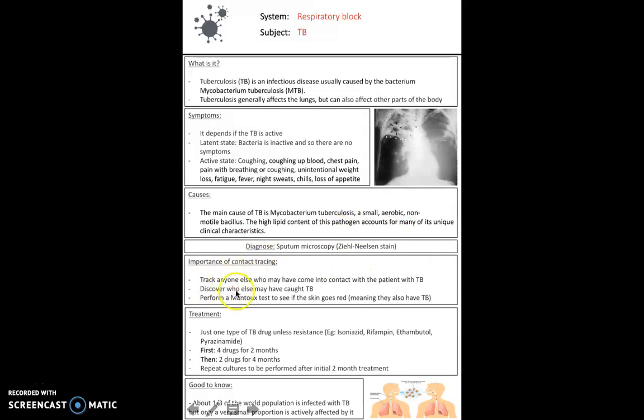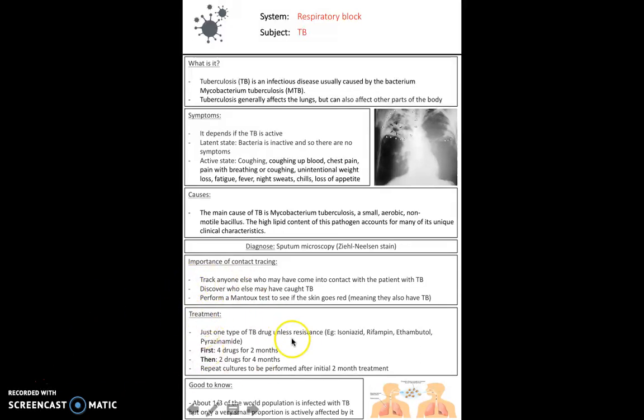It's really important as well for contact tracing because obviously it's a contagious disease, and so we need to get in contact with anyone the patient may have been in contact with and perform a Mantoux test, which allows us to see if the skin goes red and essentially if they have TB.